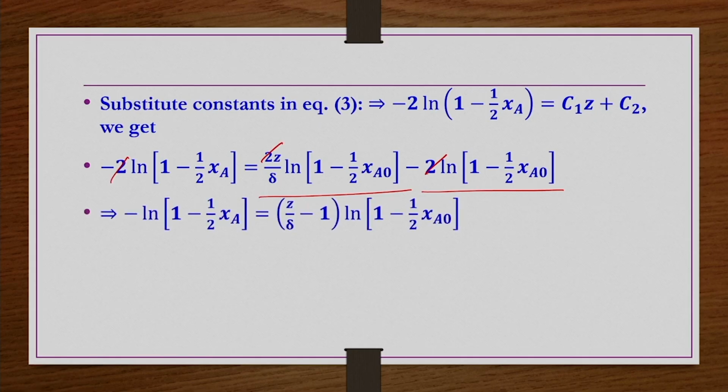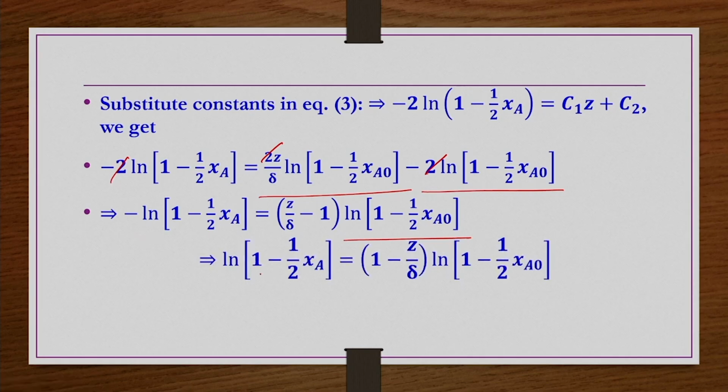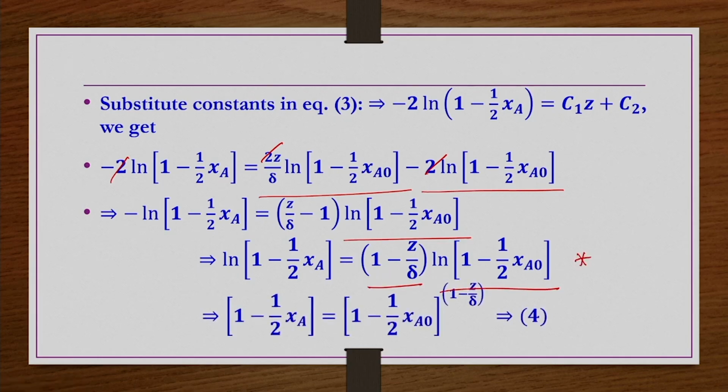Right. Then what we are doing from these two terms, ln of 1 minus 1 by 2 xA naught if we take common, we get z by delta minus 1, right, or both sides if you multiply it by minus. So, ln of 1 minus 1 by 2 xA is equal to 1 minus z by delta ln of 1 minus 1 by 2 xA naught. This is the concentration profile. The same thing you can write this way also. But we need to find out the flux, that is the question.